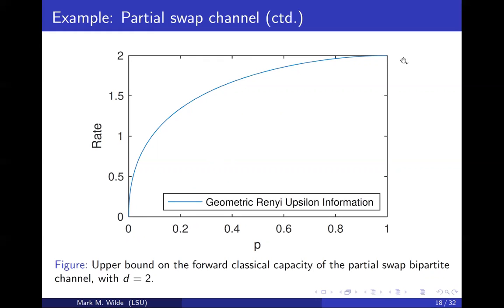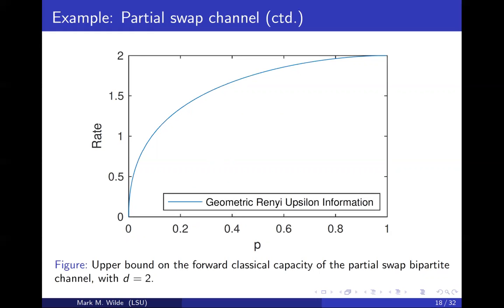It evaluates to 2. Why is it tight? There's a simple scheme for achieving the capacity of 2, and it uses superdense coding. So I'll just describe it in words. On a first channel use, Alice cannot send more than 1 bit to Bob, and this is the case of a perfect swap, okay?